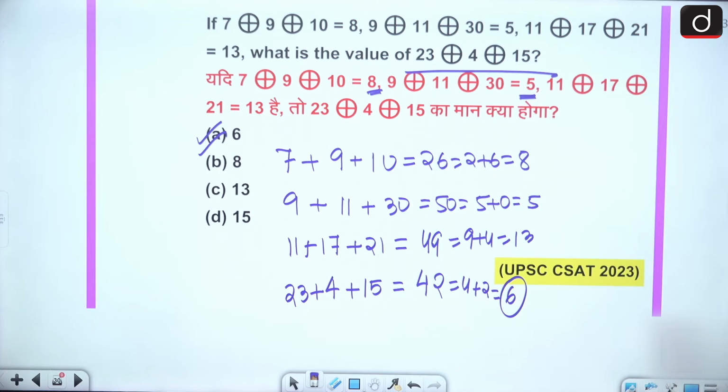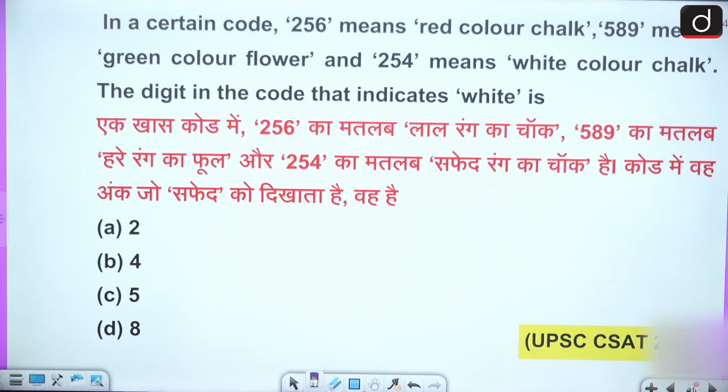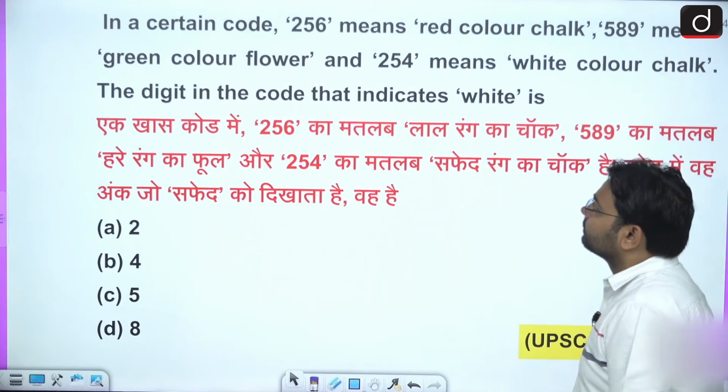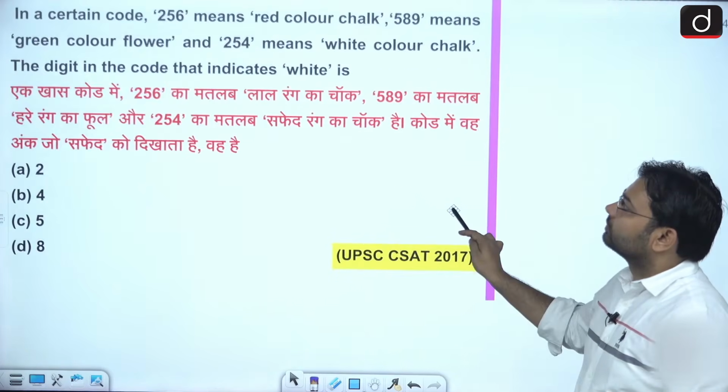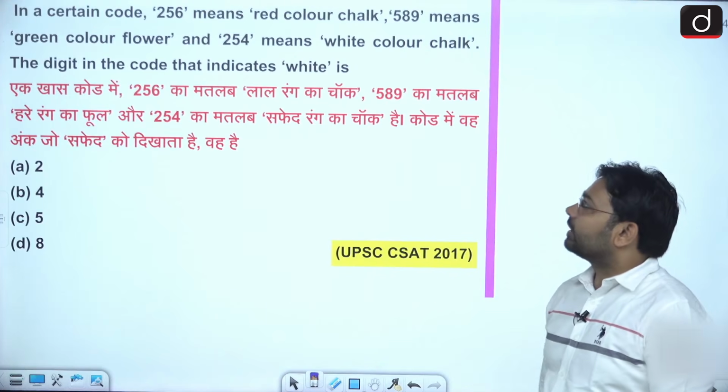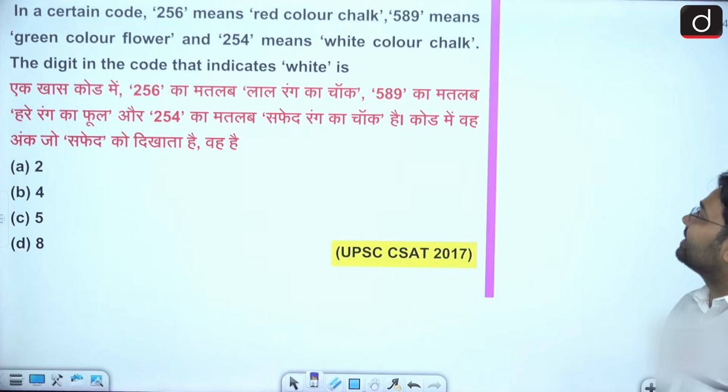Next one. This is from 2017. In a certain code, 256 means red color chalk and 589 means green color floor. 254 means white color chalk. The digit in the code that indicates white.